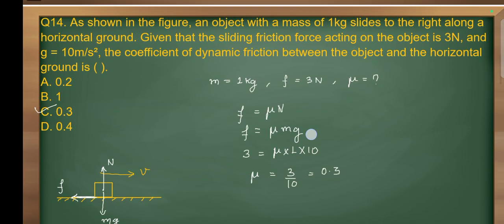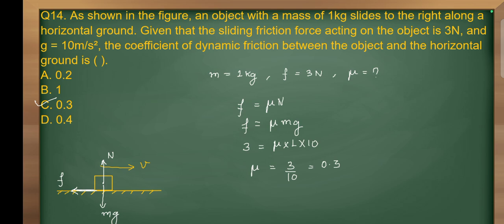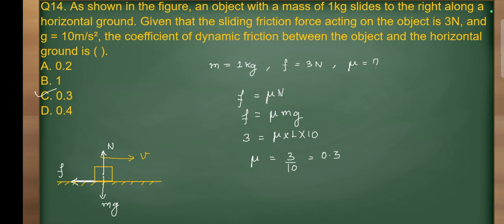Question number 14. As shown in the figure, an object with a mass of 1 kg slides to the right along a horizontal ground. Given that sliding friction force acting on the object is 3 Newton and g is equal to 10 meter per second square, the coefficient of dynamic friction between object and horizontal ground is. Here N is the normal reaction, mg is the gravitational force, and these two forces are balanced, and friction force is in the opposite direction of motion of the object.